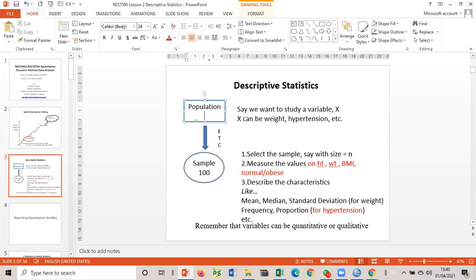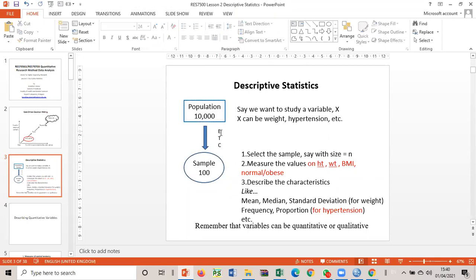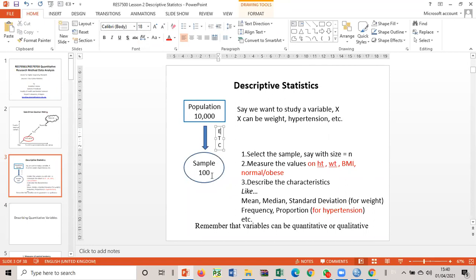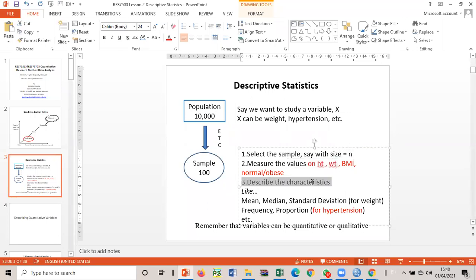The population is very large, maybe there are 10,000 students. We can't study the entire 10,000 because of ETC, so we take a sample. In the sample, we are able to measure whatever we need to measure. Example, height of students, weight of students, BMI, persistency of the students. We can measure them in 100 students. Possible? Right. Next step is what? Describe, for example, the level of persistence.